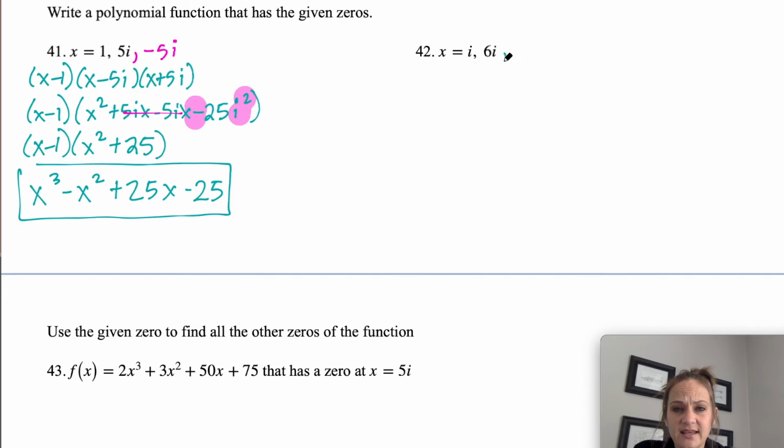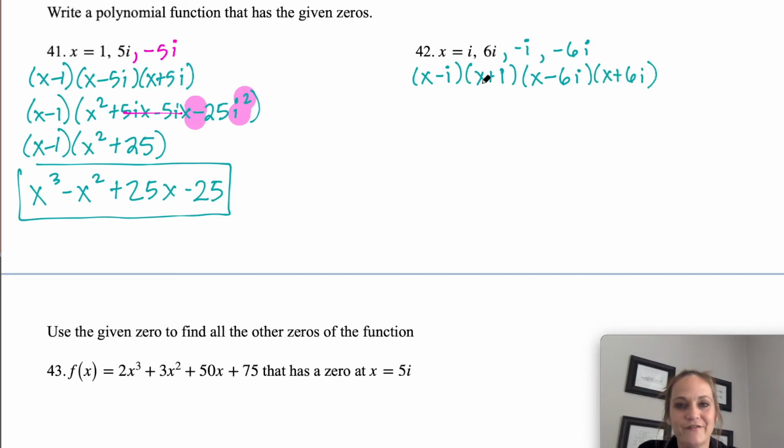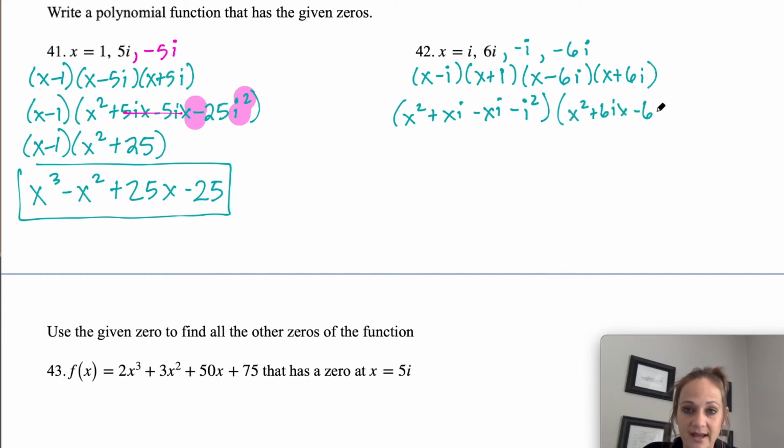Okay, if i is a 0, then negative i is a 0. If 6i is a 0, then negative 6i is a 0. So we are going to have x minus i, x plus i. Then we'll have x minus 6i, x plus 6i. FOIL these two first, so I will get x squared plus xi minus xi, and then minus i squared. Here, these two FOILed will give me x squared plus 6ix minus 6ix, and a minus 36i squared.